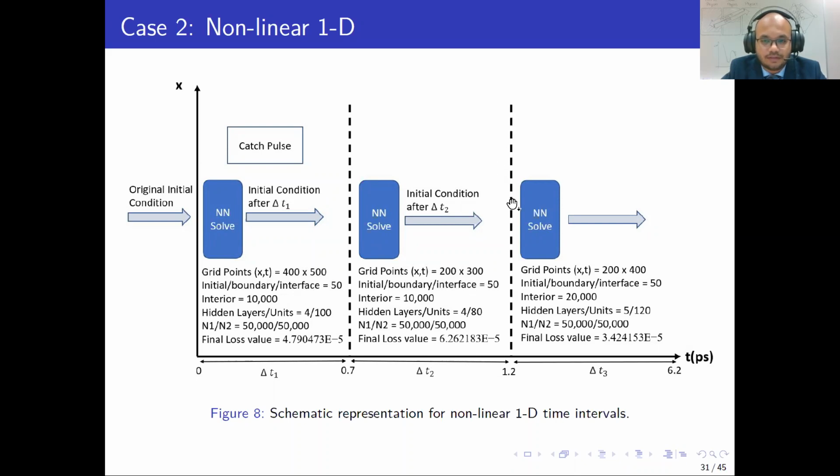And then we feed it to the next time interval. In this one, we use a little bit larger grid resolution than the previous one, because the time interval is longer. So that is the reason for choosing a little bit more points and layers. Here we use 50 grid training points for the initial, boundary, and interface, and 20,000 points for the interior, and the same number of iterations, to get a loss function value of 3.4 times 10 to the power minus 5.